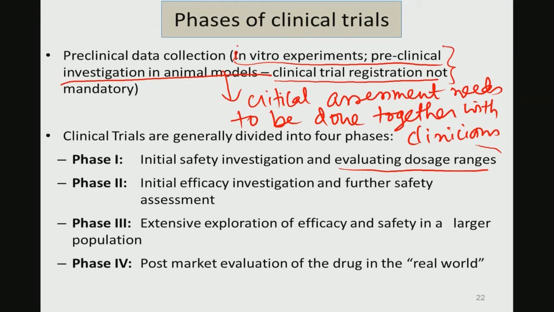So, dosage range means, if you take any single drug A, what are the doses, or therapeutically relevant doses, that are required to start these clinical trials before it is given to a number of human subjects. That is to be done at the initial stage. Initial safety investigation certainly does not require a large number of human subjects, but a very limited number which may give you statistically relevant results.